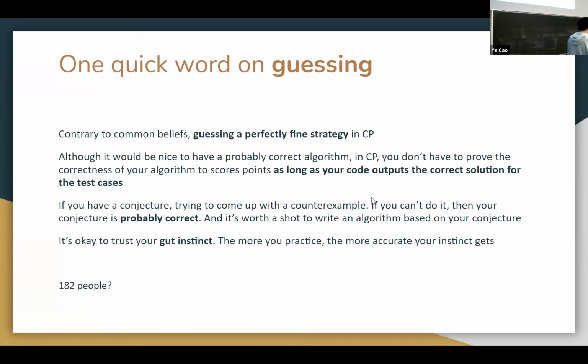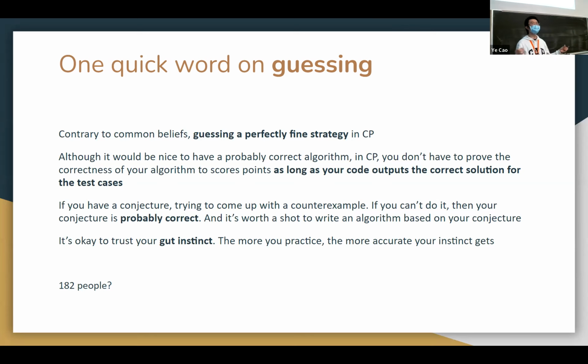One quick word about guessing. Contrary to common belief, guessing is a perfectly legit strategy in competitive programming. Now, what do I mean by guessing? When you see an algorithm and you feel like, I think the optimum solution has a certain property that allows me to vastly reduce my search space, but I'm just not sure, I cannot prove it. What do you do now?